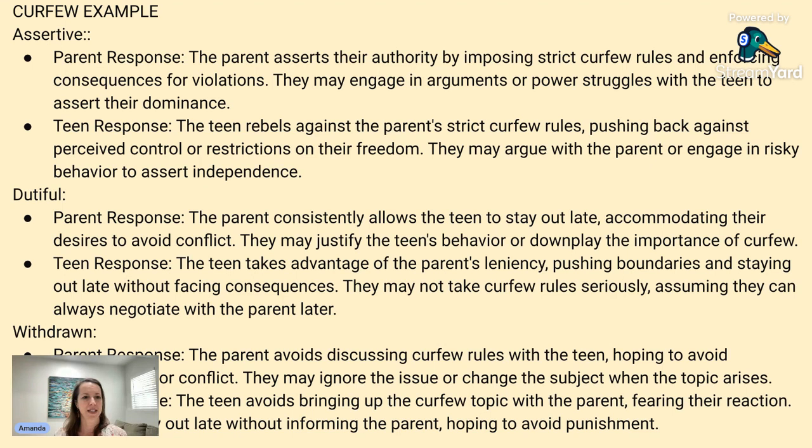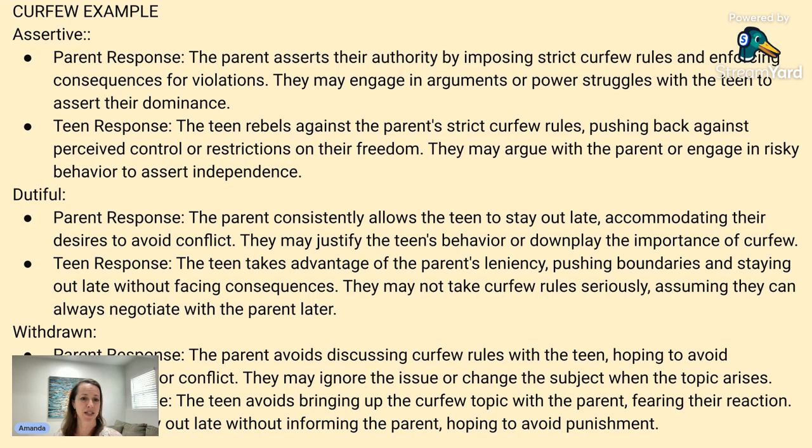And let's look at a specific example of a curfew. If you are a parent that is assertive, you might assert your authority by imposing strict curfew rules and enforcing consequences for violations. They may engage in arguments or power struggles with the teen to assert their dominance.